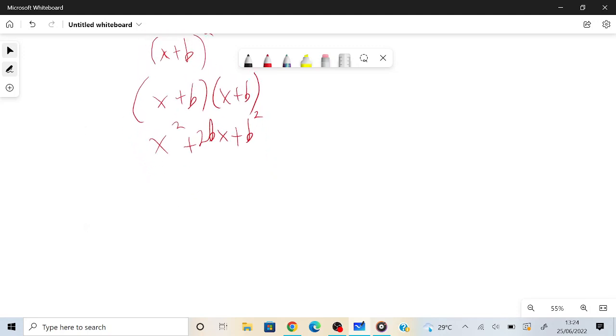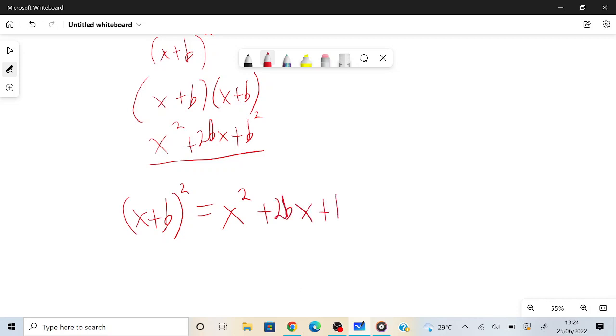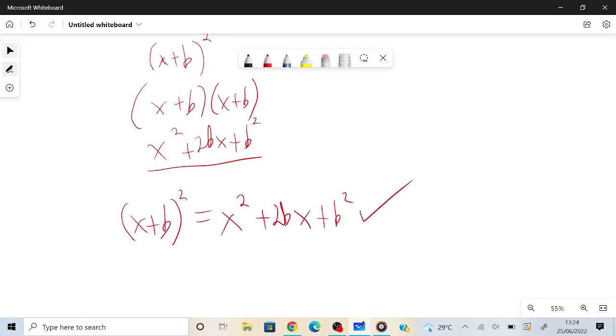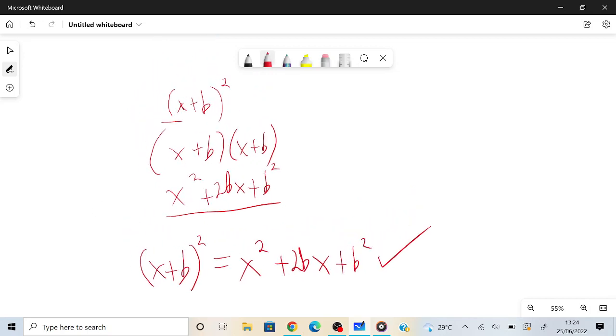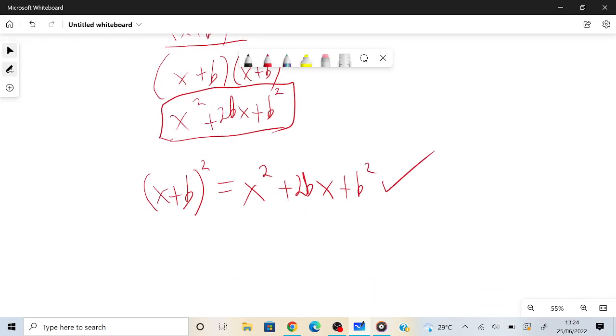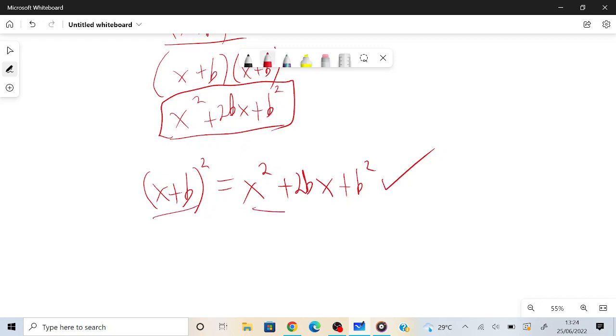Now, since I have something like this, it's equivalent to say that x plus b squared is simply equal to x squared plus 2bx plus b squared. Why this equation is correct is because I simply expanded x plus b squared, and in the end I got the same thing.